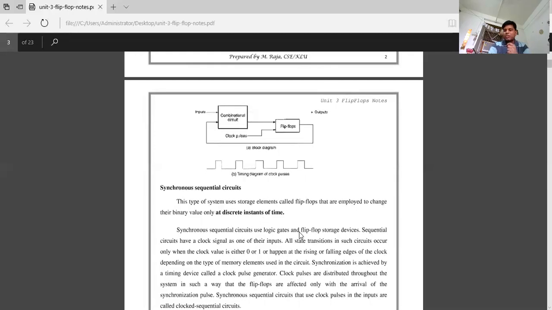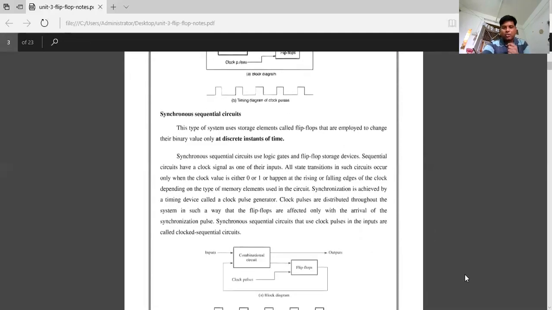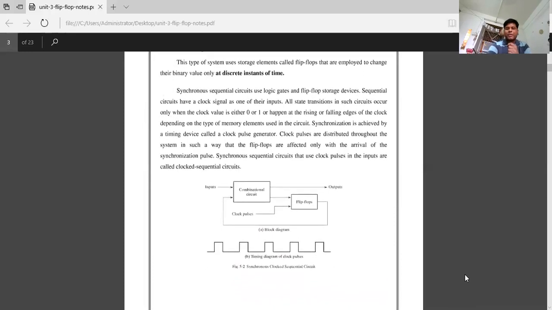A synchronous sequential circuit is made of logic gates and flip-flop storage devices. Sequential circuits have a clock signal as one of their inputs. So a synchronous sequential circuit depends on the clock pulse. The basic difference between asynchronous and synchronous is the clock pulse. In the synchronous circuit, clock pulses are distributed throughout the system in such a way that the flip-flops are affected only on the arrival of the synchronization pulse. Synchronous sequential circuits that use clock pulses in the input are called clocked sequential circuits.